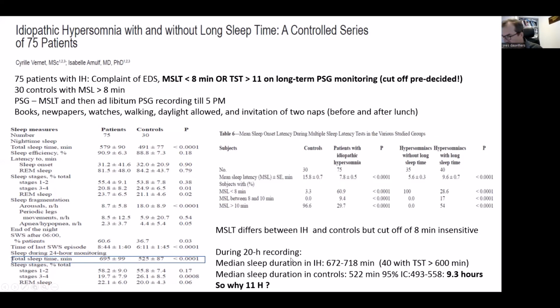And second, it questions the sleep duration cutoff of 11 hours, because the mean sleep duration in controls was 522 minutes. So the cutoff related to the 95% confidence interval is 9.3 hours. So why 11 hours in the ICSD-3? This is not very clear.